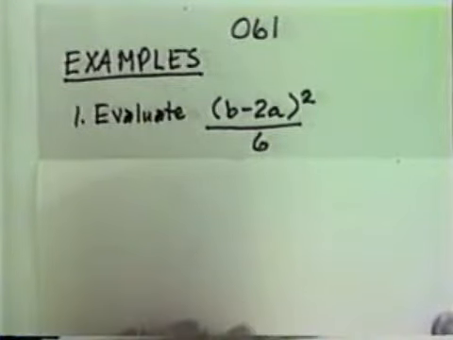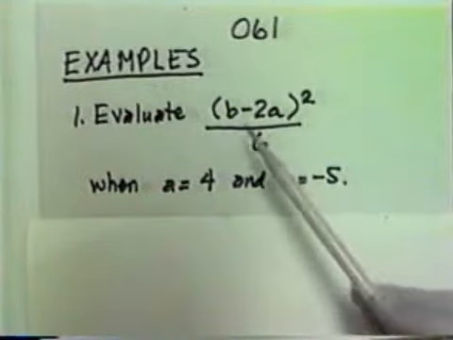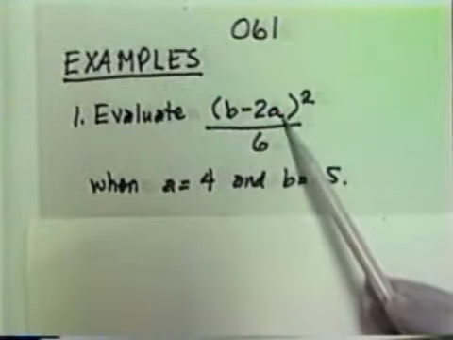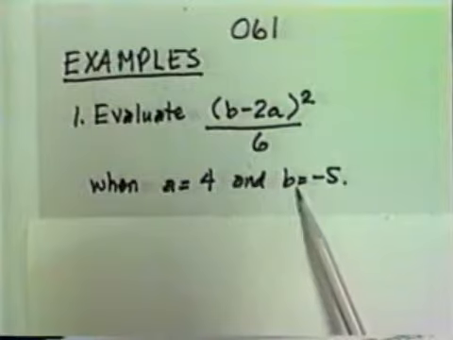Evaluate (b - 2a)^2 all over 6 when a is equal to 4 and b is equal to -5. Notice that in this expression we have two variables, first b, then a, and in order to work this problem we must have values given for both of these.